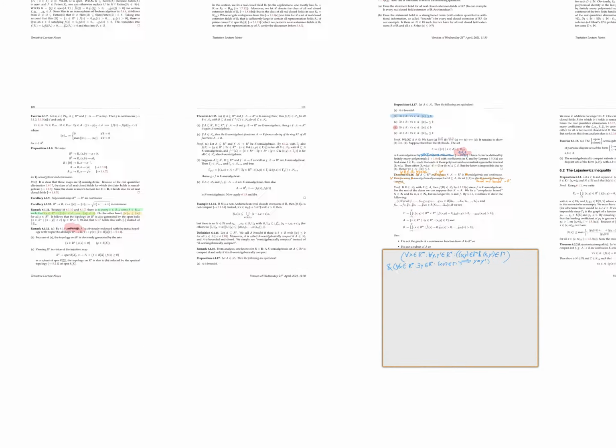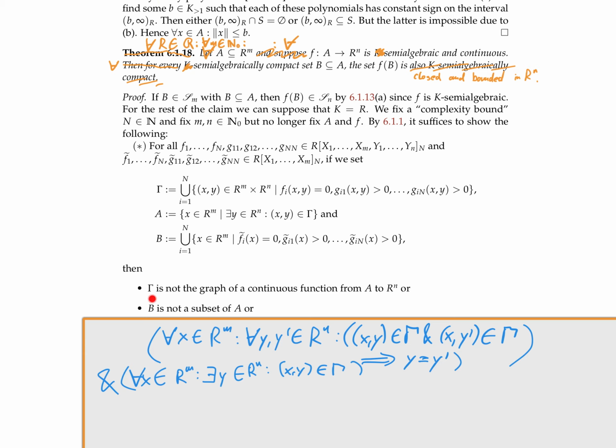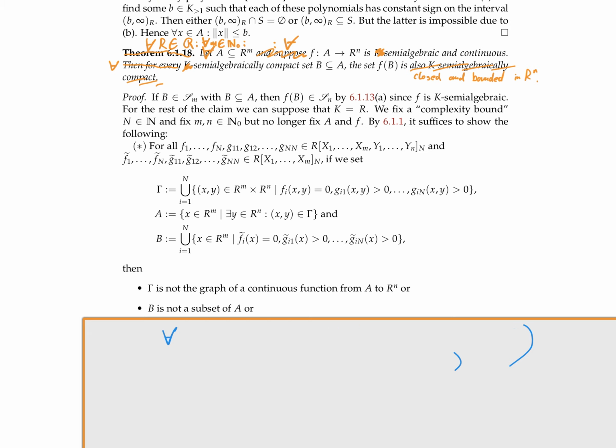And then by negation I can express that gamma is not a graph of a continuous function from A to R^n, or B is not a subset of A, right? So that of course you can also express with quantifiers, right? You could say not for all x in B, right? And actually being in B, right, you can express with this expression here, right?